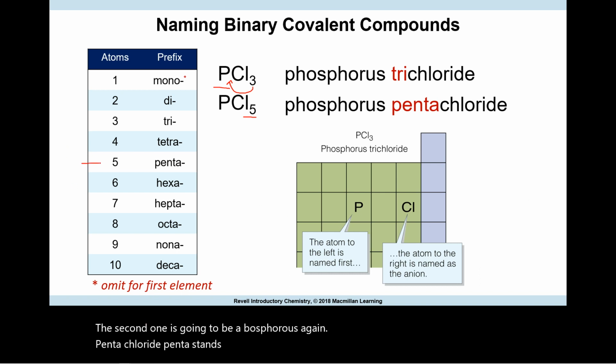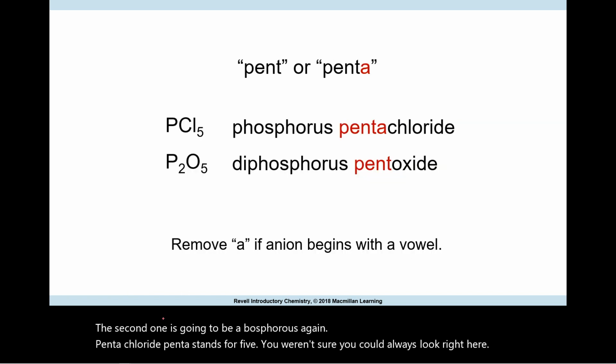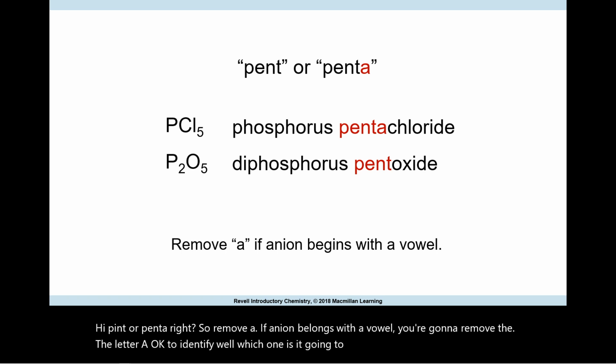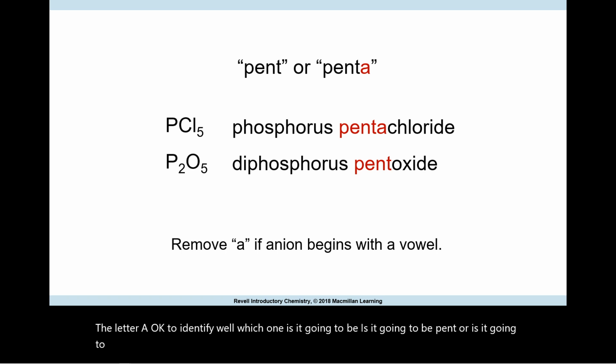If you weren't sure, you could always look right here. Pent or penta, right? So remove the A if the anion begins with a vowel. You're going to remove the letter A to identify which one it's going to be. Is it going to be pent or penta?